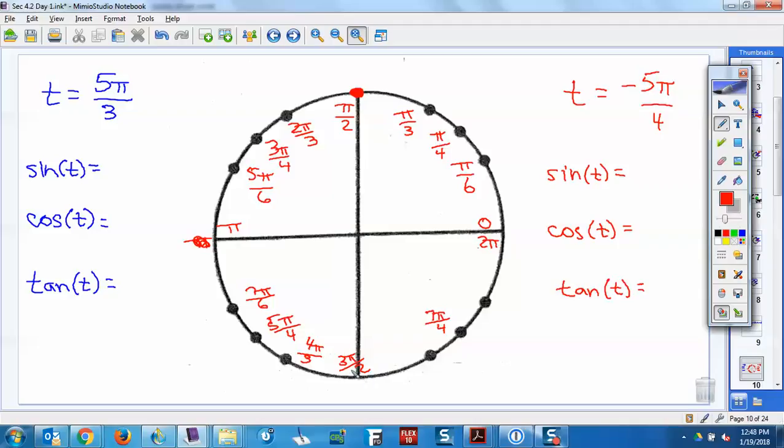9 pi over 6 would be this one, right? That's 3 pi over 2. What's next? 10 pi over 6 would be 5 pi over 3, right? And then 11 pi over 6, and then 12 pi over 6, which is 2 pi. And now we got them all.